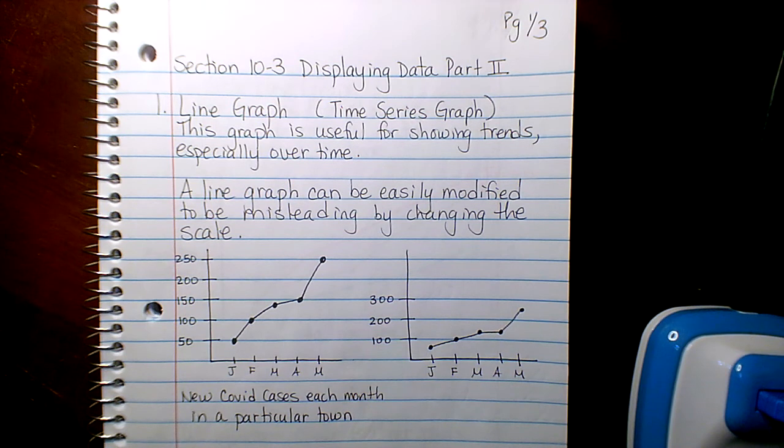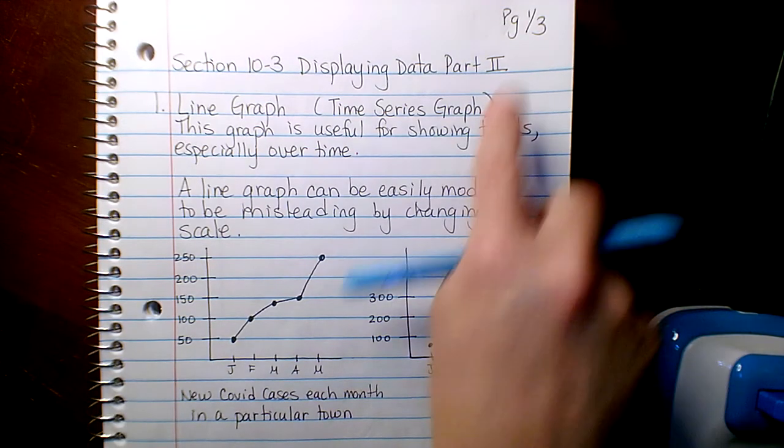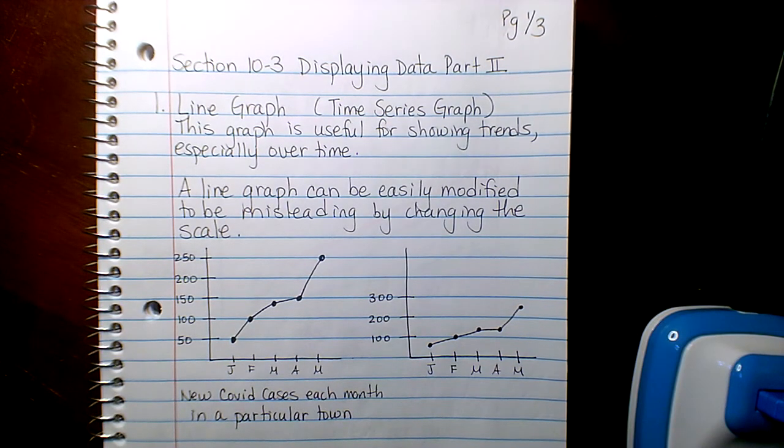Back in the last section, we talked about most of the graphs. For some reason, in this one, they just decided to put line graphs and scatter plots and multiple line graphs all together. I don't know why, but you can see this is about to be short and sweet. So buckle up. Line graph. This is also sometimes called a time series graph. These graphs are used for showing trends, specifically over time.